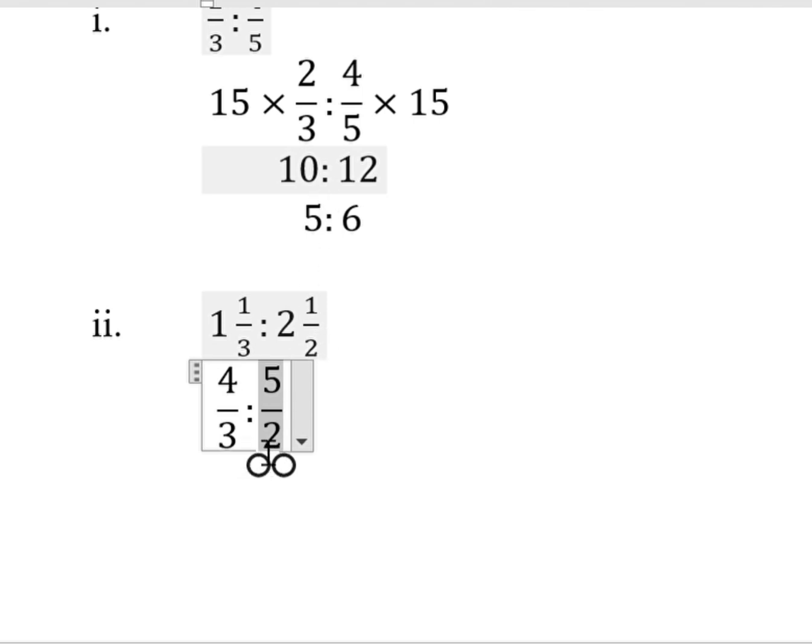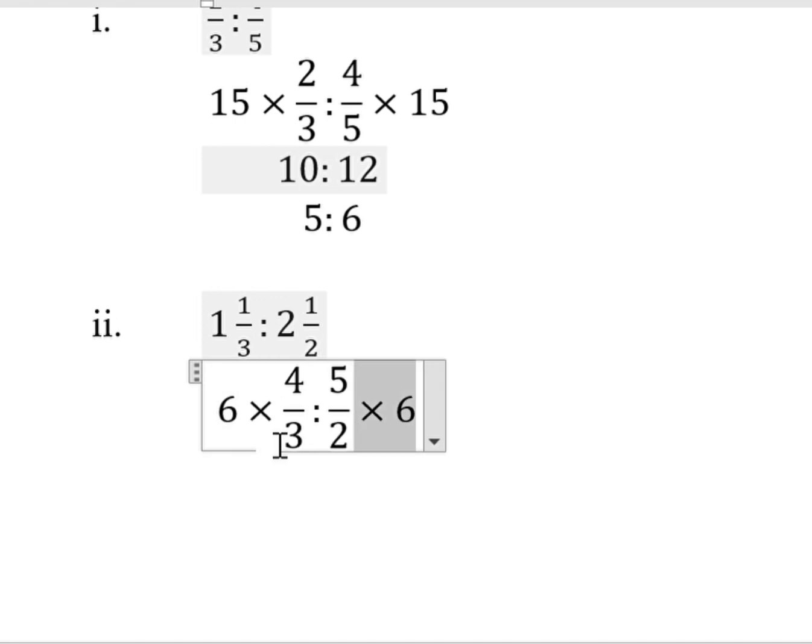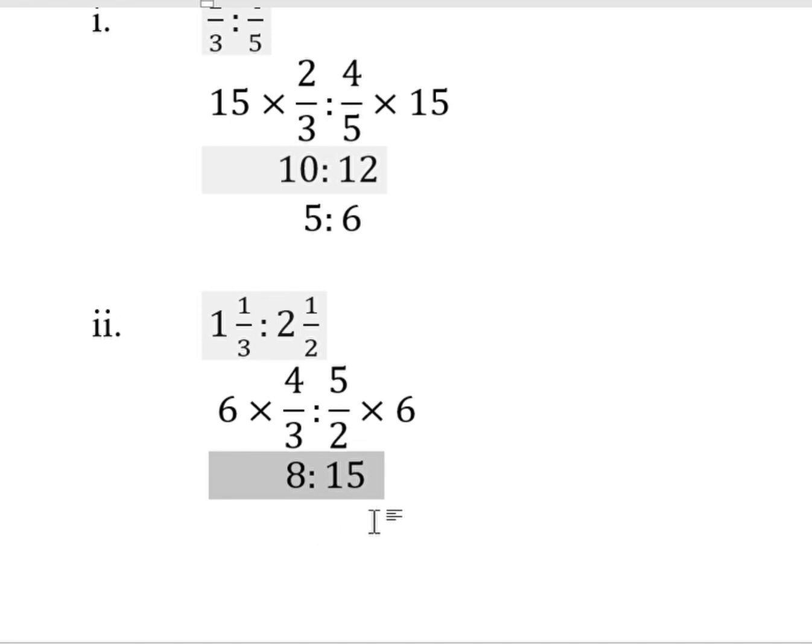The LCM is 6. So multiply both sides by 6. And you realize 3 cancels here twice. 2 times 4 gives us 8. So that's 8 to ratio. This cancels here 3 times, that gives us 15. So that's 8 to ratio 15. And you cannot simplify this ratio any further because there is no common divisor.